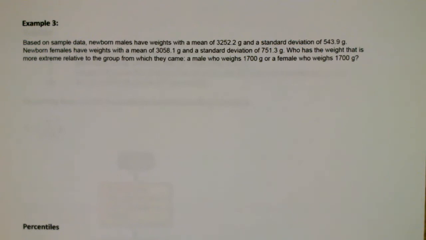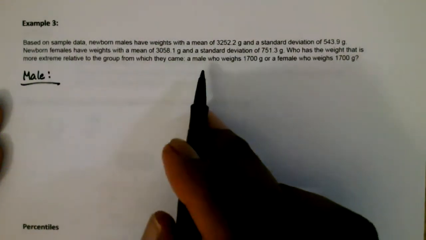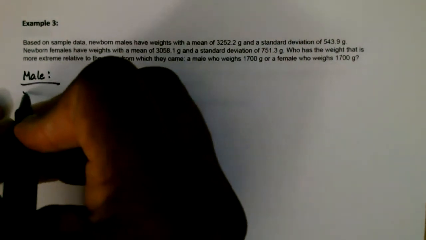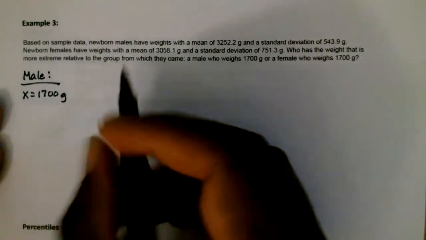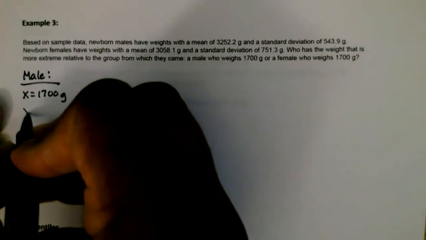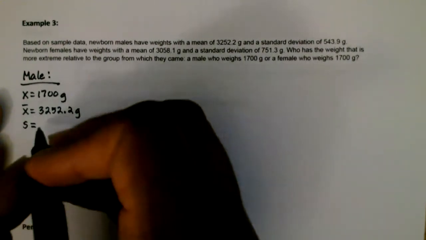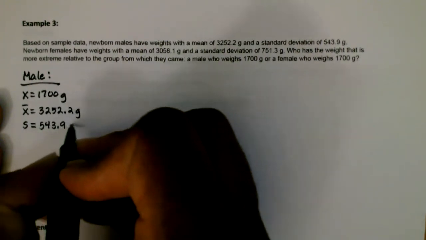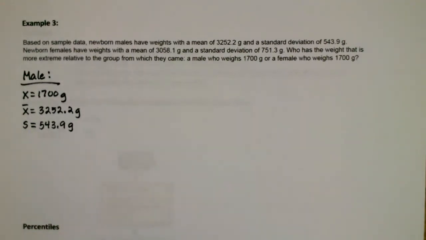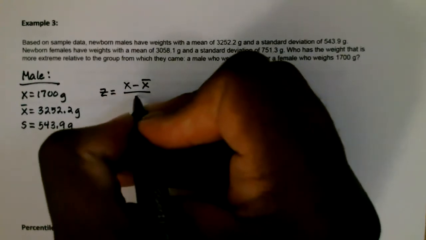Okay, so now let's look at males and females and calculate their z-scores to find out which one is more extreme. Starting with the males. We have a male who weighs 1,700 grams, that's our x value. And we're told newborn males have weights with a mean of 3,252.2 grams, so that's x bar, and a standard deviation of 543.9 grams. So I'm just going to calculate the z-score by doing z is equal to x minus x bar, whole thing divided by s.